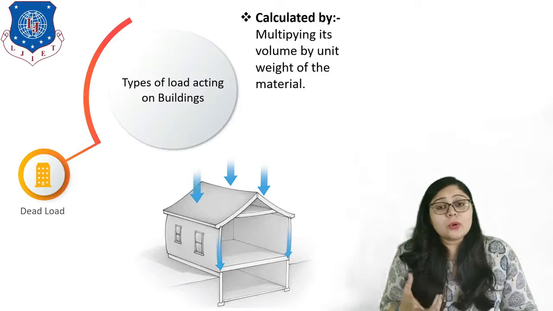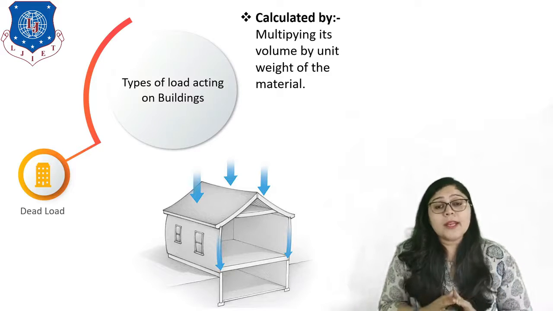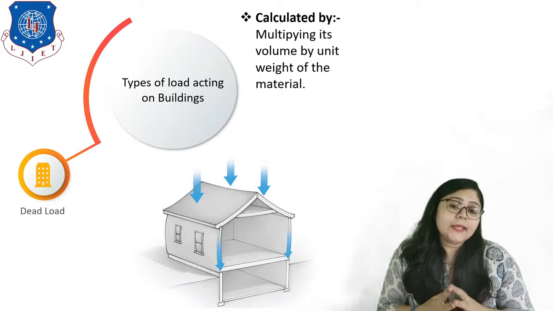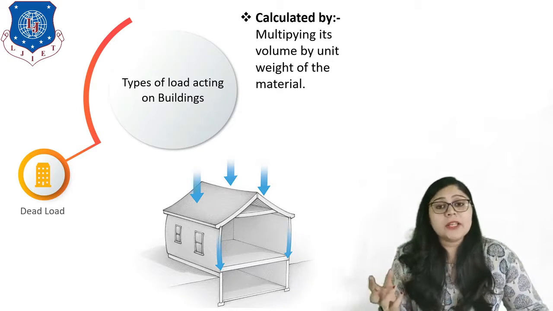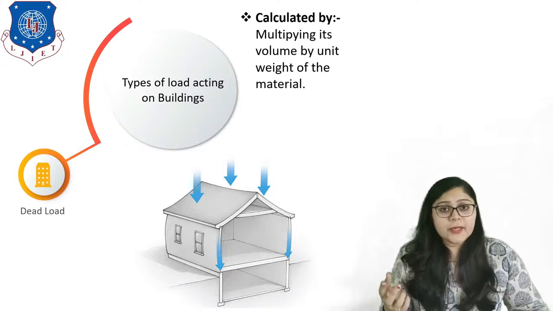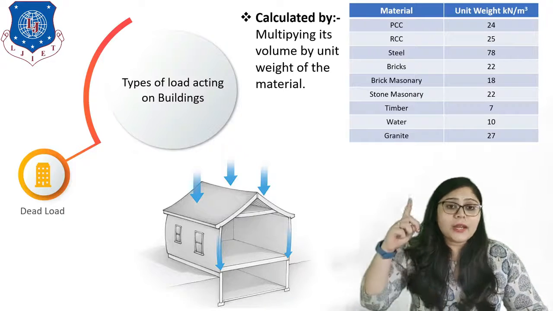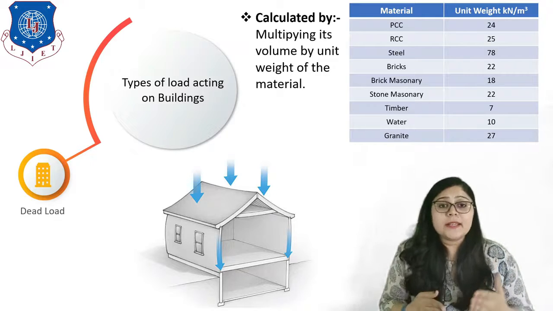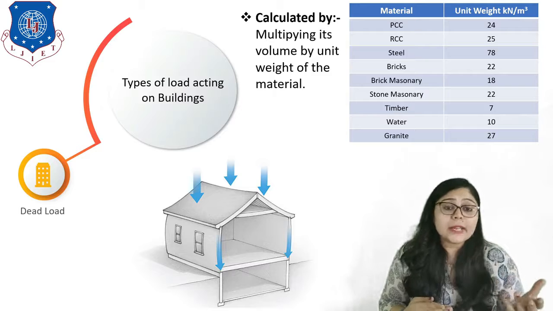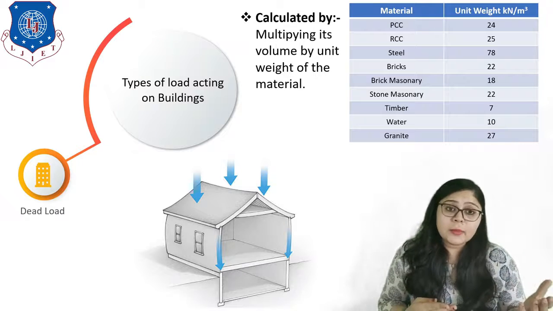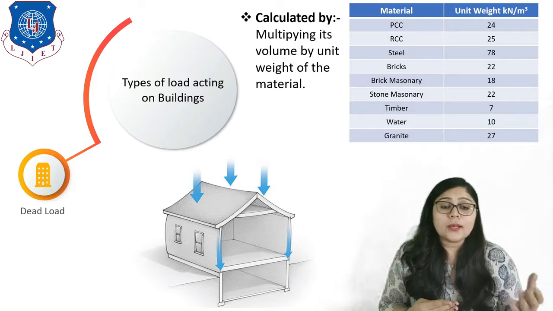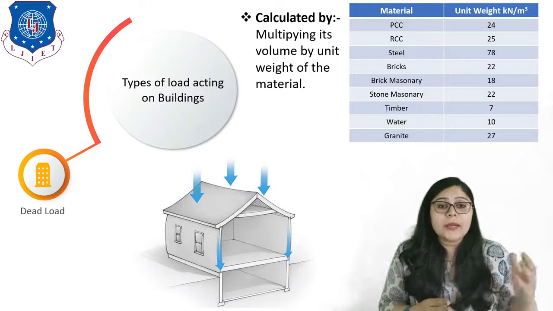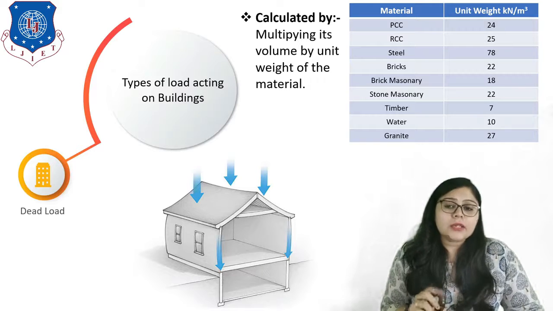So the question is how to calculate a dead load. We can calculate it by multiplying its volume by the unit weight of the material, because different materials have different unit weights, right? Here a table is given on screen where different materials like PCC, RCC, steel, brick masonry, stone masonry, timber, water and granite have different unit weights. For calculation, it is very important, right? So this is all about dead load.